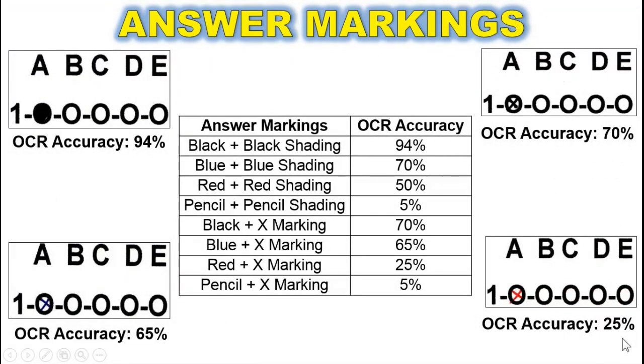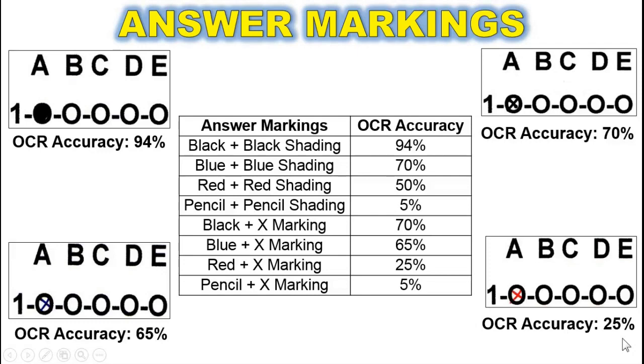I experimented two different ways to mark the answers on the answer sheet. One is by fully shading the circle and the other is by X marking the circle. Also, I experimented with different colors of pen. The optical character recognition or OCR technology is implemented to detect the marked answers on the answer sheet.